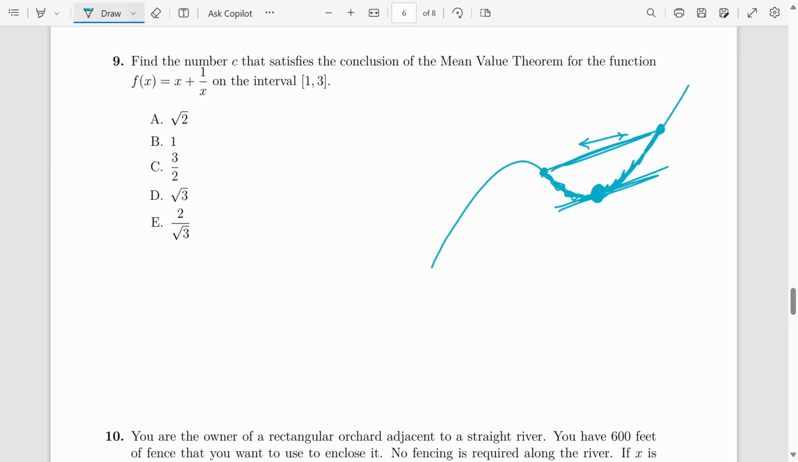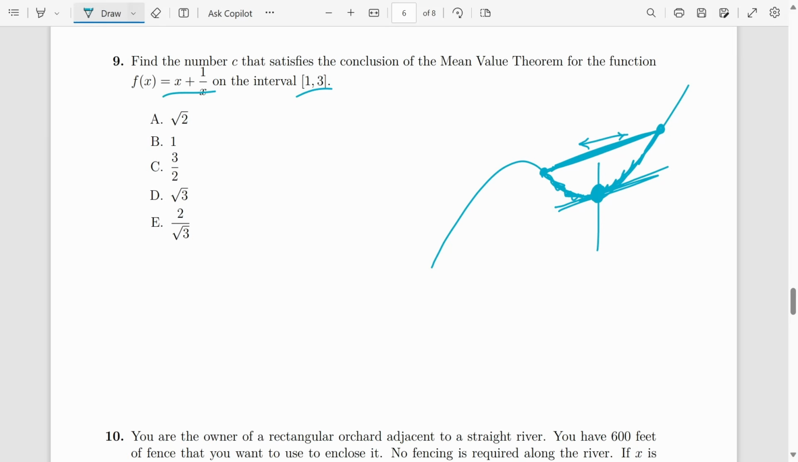Now what this is asking for, the number c that satisfies the conclusion, that's just saying, we're going to find the slope of the line that we draw here, and when we find that slope, we'll get some number. We need to find that x value that that point occurs on. So first we need to find what the slope of this line is going to be. So we need to do the mean value theorem on f of x from 1 to 3.